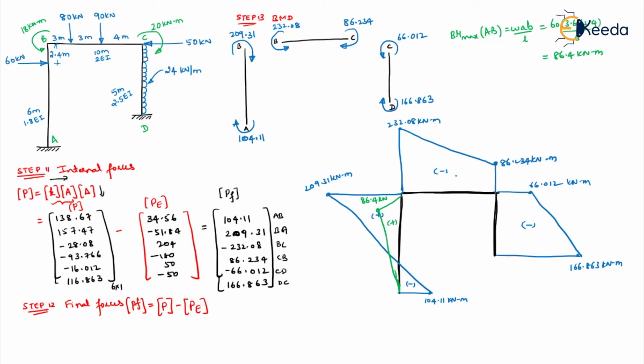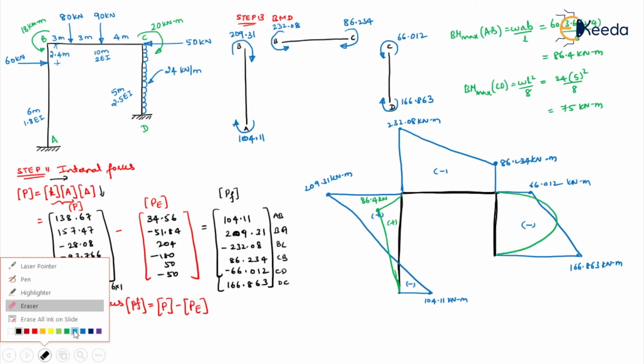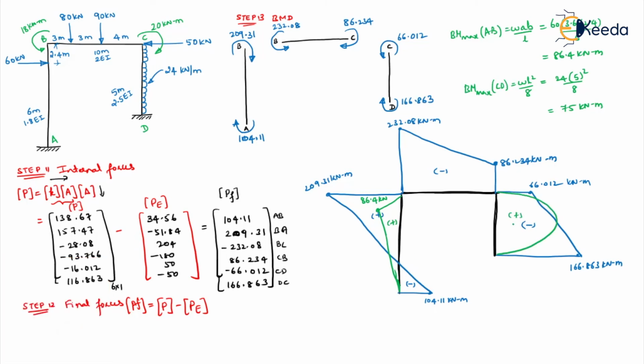Right. Now coming to this, first we'll do for CD, it is a UDL. So BM max for your span CD will be what? WL square by 8. So that is 24 into 5 square by 8, which will be equal to 75 kilonewton meter. So it's a parabola, right? Again, this is positive. So this is 75 kilonewton meter.